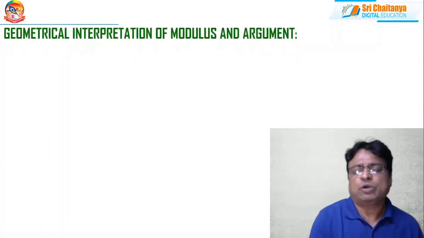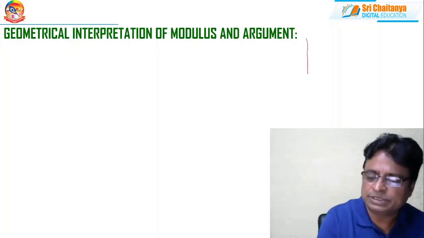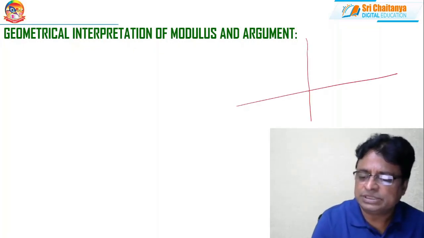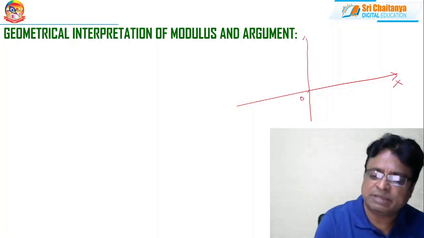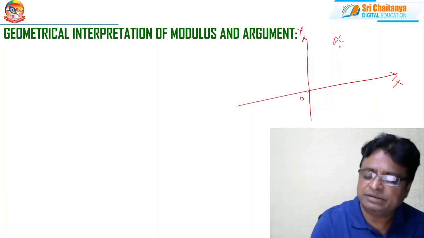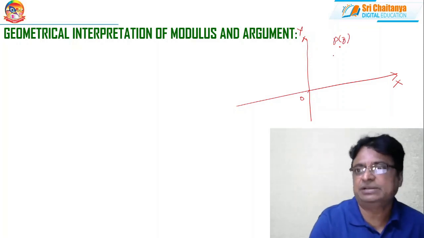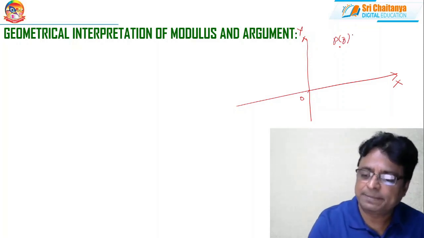Okay. Now the geometrical interpretation of modulus and argument. Suppose this is the origin, this is the real axis and this is the imaginary axis, and P of z is represented as a complex number P whose affix is z, that is x plus iy. This is x plus iy, alias (x, y).